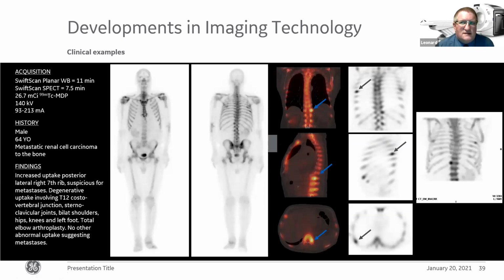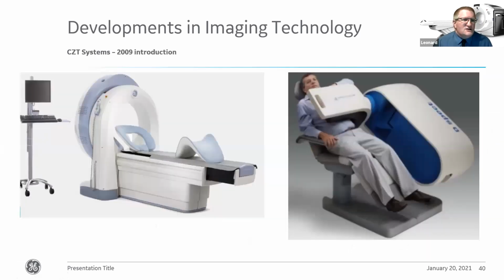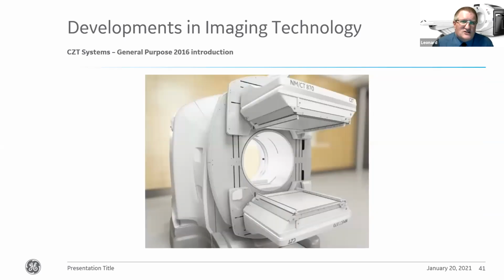So that's moving me really towards where we are with new developments in the actual nuclear medicine field and how we see things. So we actually developed CZT, which is cadmium zinc telluride imaging, back in 2009. And we did this for the cardiac imaging initially because it was very small detectors, and that's based on the cost of actually producing these. However, GE Healthcare introduced a general purpose camera back in 2016.